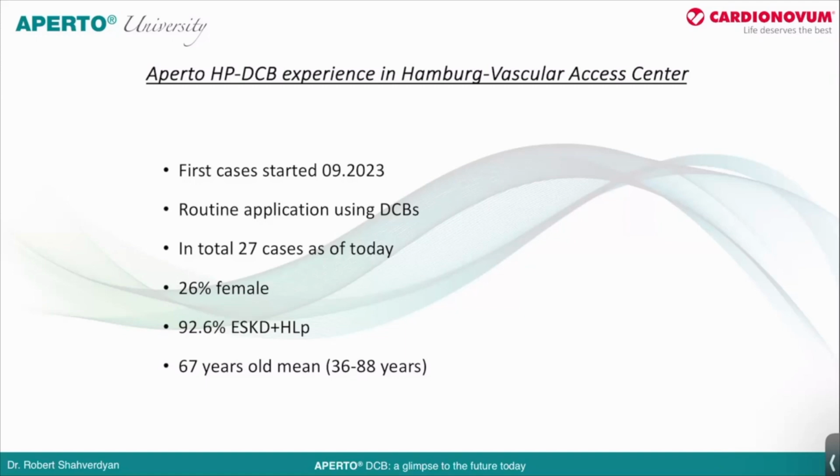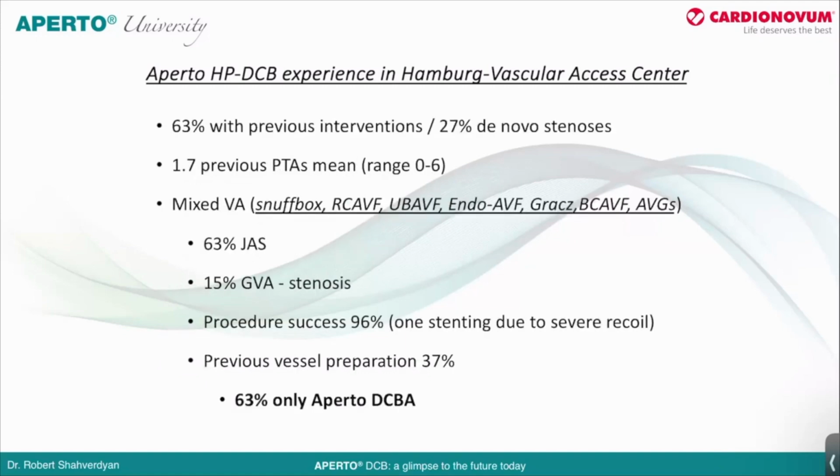So basically I'm sporadically trying to figure out where to use it, and in which kind of dialysis accesses and in which locations to use it. So we have 2/3 of the patients who had previous interventions and almost 1/3 who didn't have any interventions. 37%, it should be not 27, sorry. And we also had patients with previous angioplasties ranging from 0 to 6, so 1.7 interventions previously on average. And as you can see, there are diverse types of dialysis access we use it in.